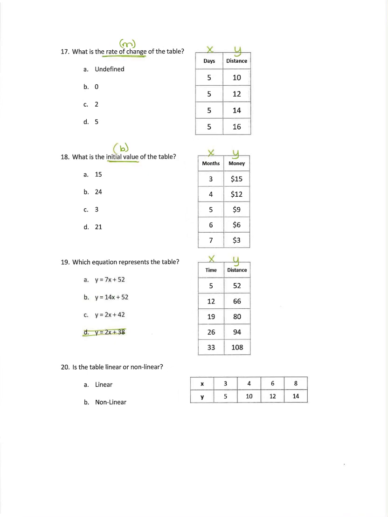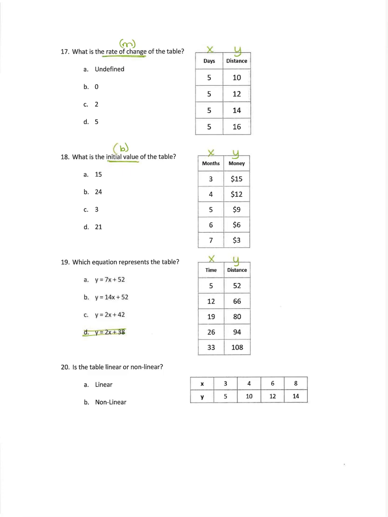Number 17, what is the rate of change, or m, of the table? A, undefined, B, 0, C, 2, D, 5. Number 18, what is the initial value, or b, of the table? A, 15, B, 24, C, 3, D, 21.